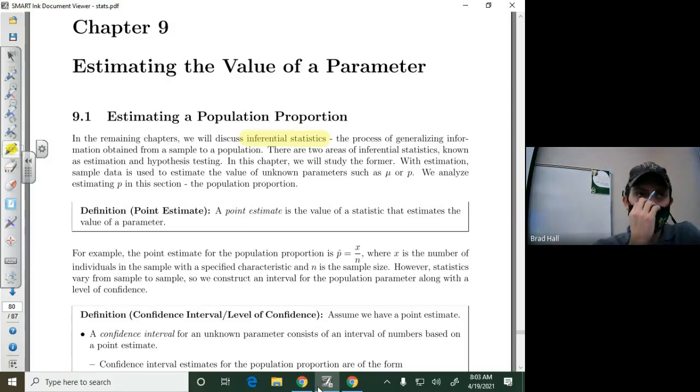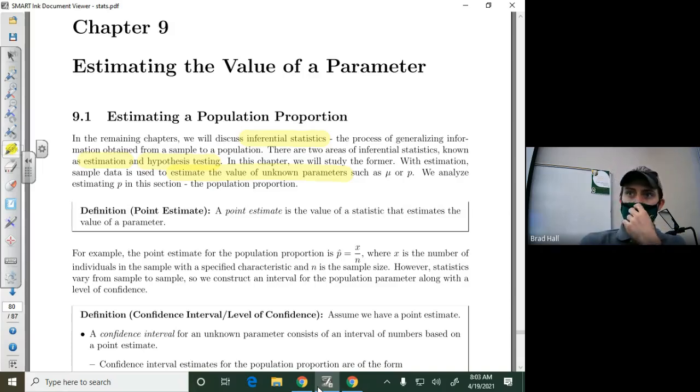So each chapter is going to deal with a different type of inferential statistics. There's estimation and hypothesis testing. And we're talking about estimation in this chapter. We'll talk about hypothesis testing in the next chapter. And so what we're doing with estimation, so we're studying estimation here. Well, as you would imagine, we're going to estimate the value of unknown parameters.